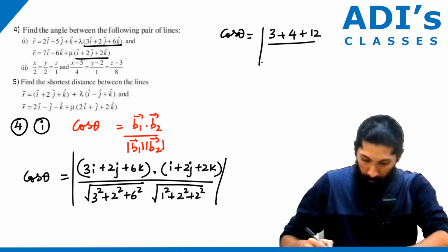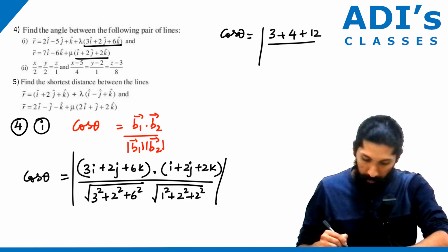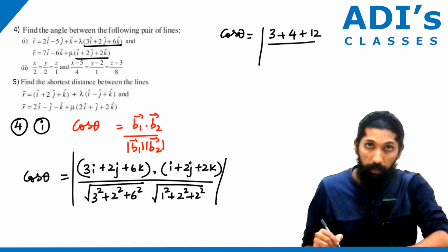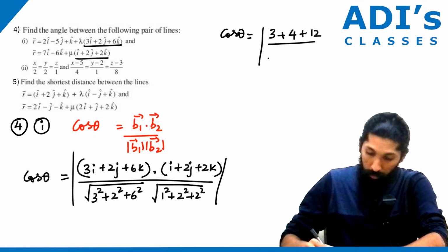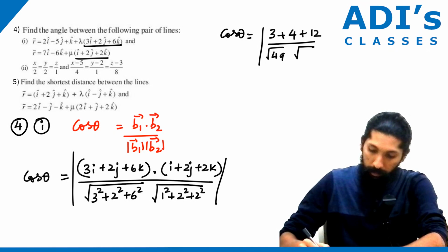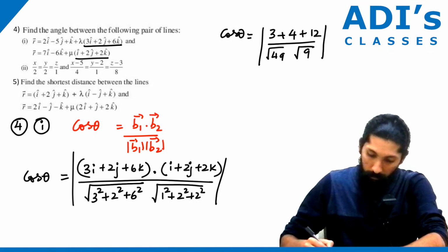Divided by 3 square is 9. 9 plus 4, 13. 13 plus 36. Correct? Which gives us root of 49. Then into root of 4 plus 4 is 8. 8 plus 1 is 9. Now what do we get?